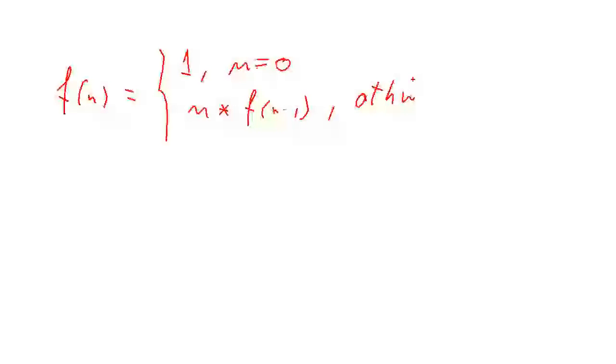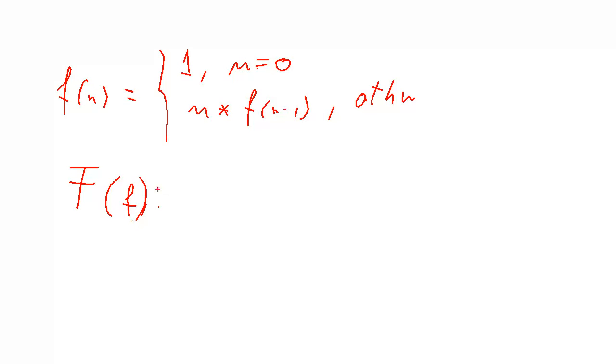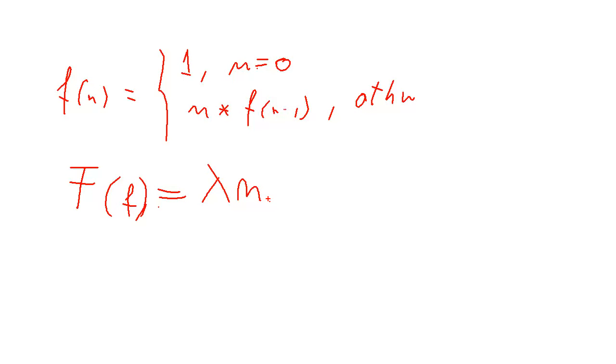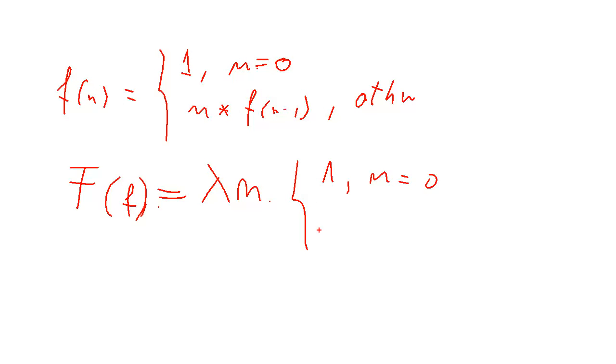Right, so I have this function, capital F, that takes small f, and I'm not going to put n inside. I'm going to say equals lambda n. You all know what lambda is, right? 1 if n equals 0, and n times f applied to n minus 1 otherwise.